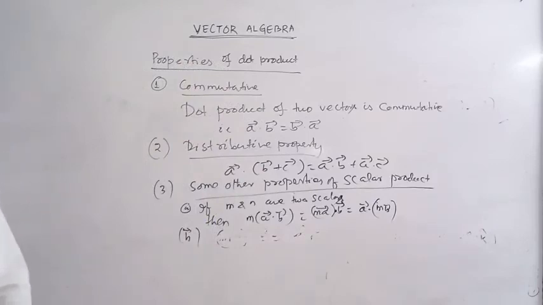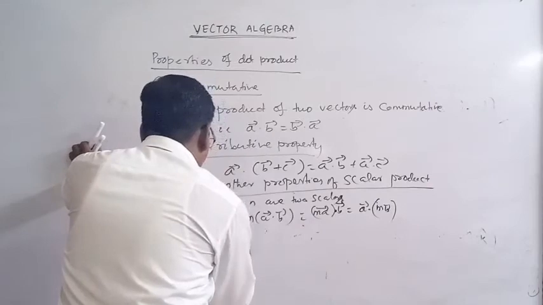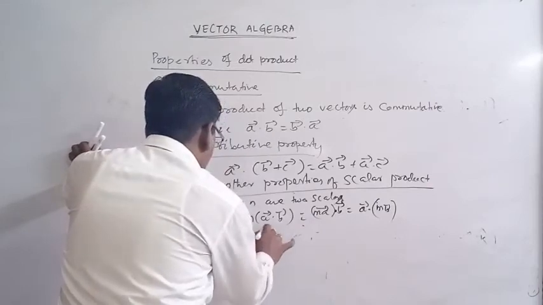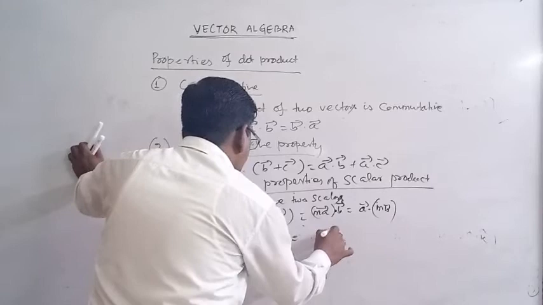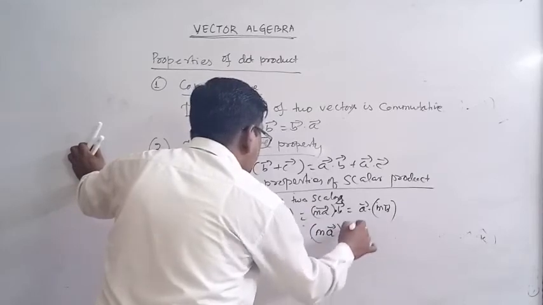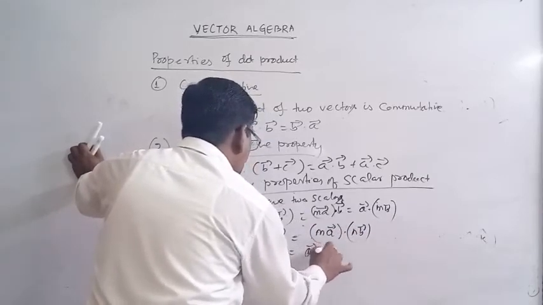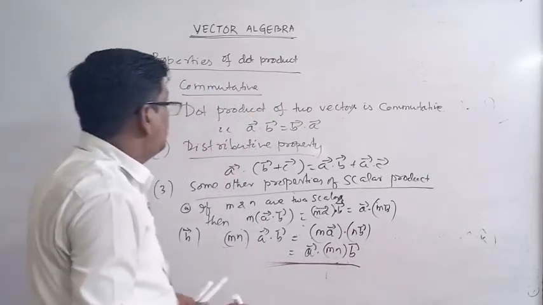Now another property: M into N into A dot B, we can write as M A dot NB, or we can write A dot MN B. These are some properties of the dot product.